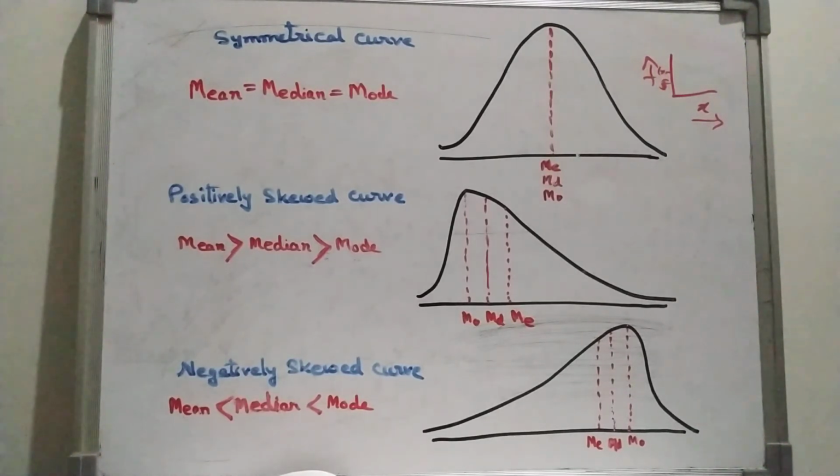So hope you get the relationship among mean, median, mode when the curve is symmetrical, the next when the curve is positively skewed, and the third when the curve is negatively skewed. So this is all about the relationship among mean, median, mode in 3 cases. Thank you.